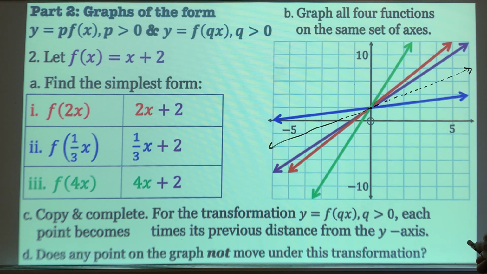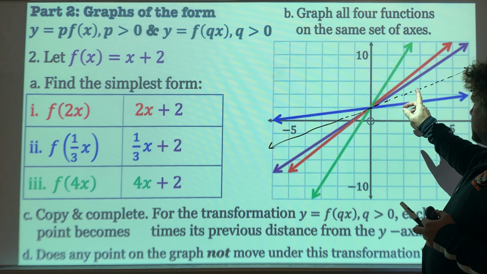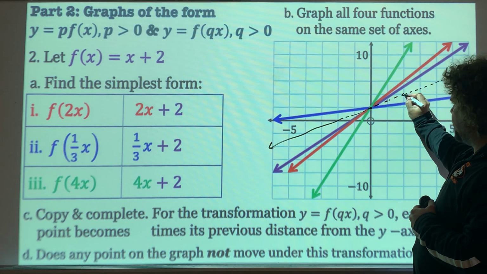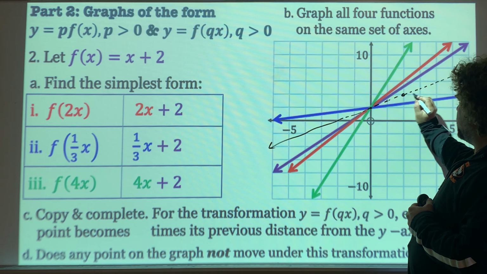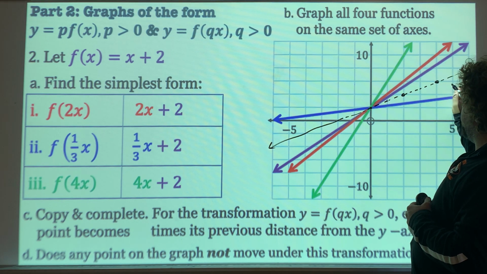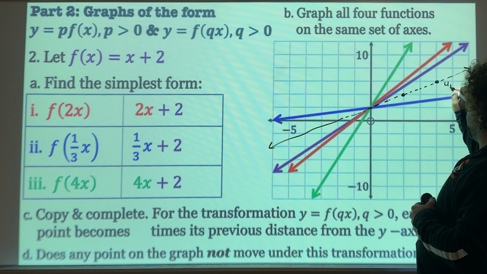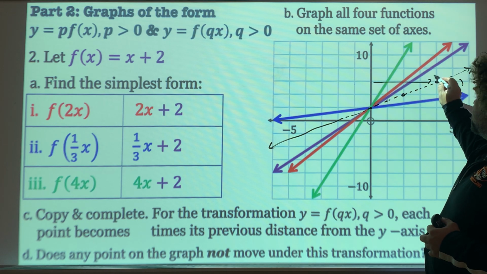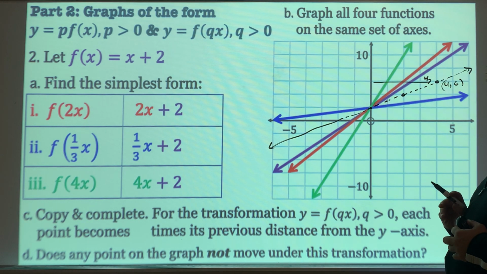For the transformation, when you have your inside, multiplying by something, the point becomes how many previous distance from the y-axis. Okay, so let's take an example. This point right here, we'll say is 2. You know, we're going to go with this one. This point right here is 4 over, 6 up, right? So this right here is 4 units from the x-axis, right?